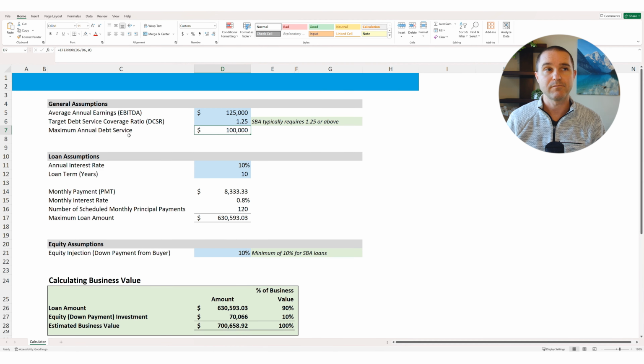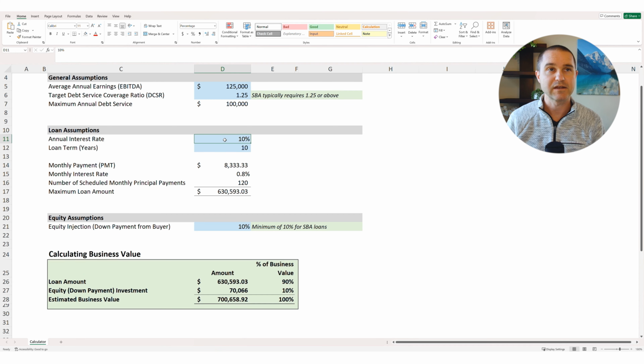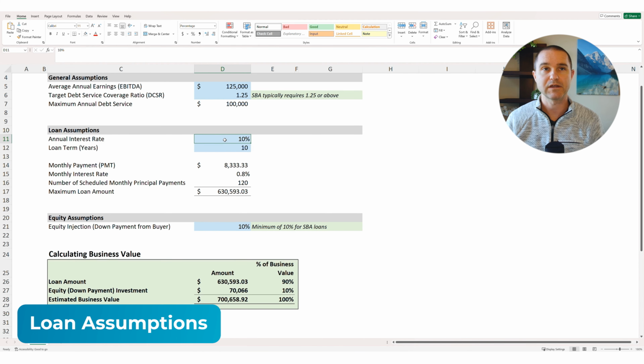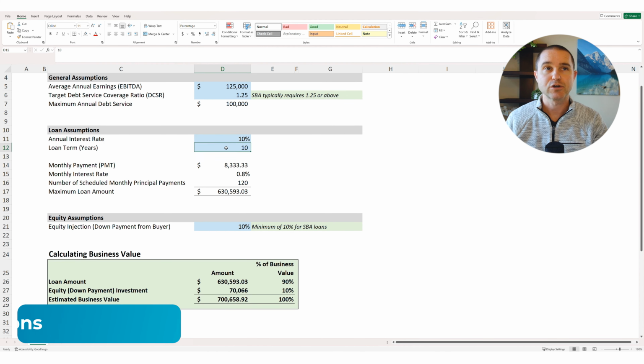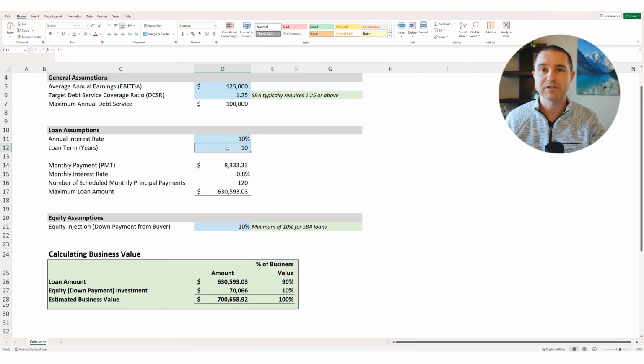So if we know that our maximum annual debt service is $100,000, then we can back into how much of a loan we can apply for. So the typical term on an SBA loan for an acquisition is usually 10 years. Right now, interest rates are probably around 10%. So we're going to use 10% and a 10-year term. And then based on those assumptions, we're able to determine the maximum monthly payment that we can have. That's just $100,000 divided by 12 to come up with that monthly payment.